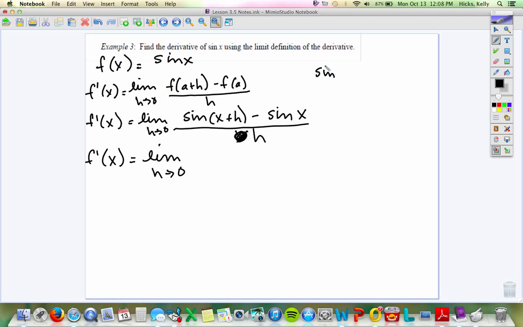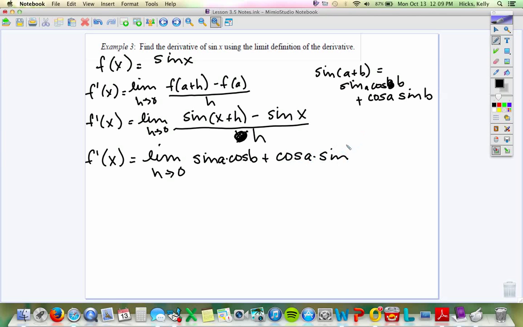Sine of x plus h. There is a trig identity that says the sine of a plus b is equal to the sine of a times the cosine of b plus the cosine of a times the sine of b. Maybe you remember that. I'd be surprised though. So let's just use that information here and substitute. So we get the sine of a times cosine of b plus cosine a times sine b.